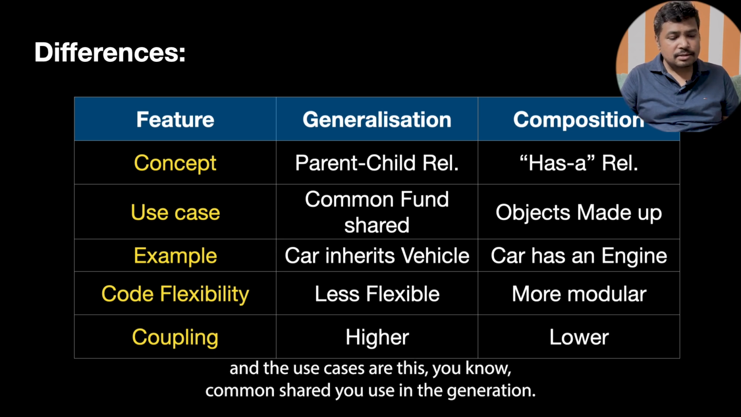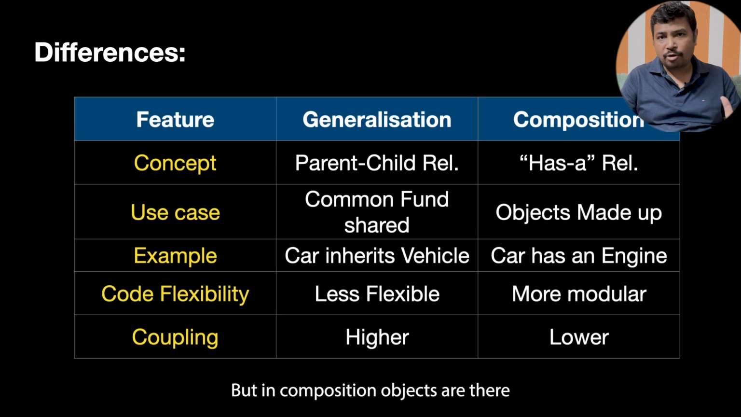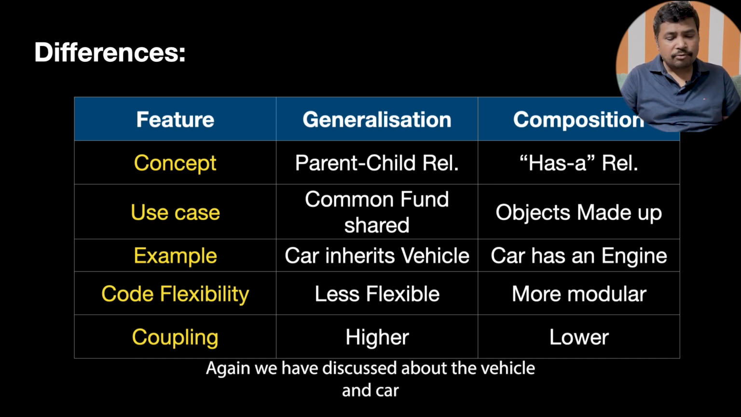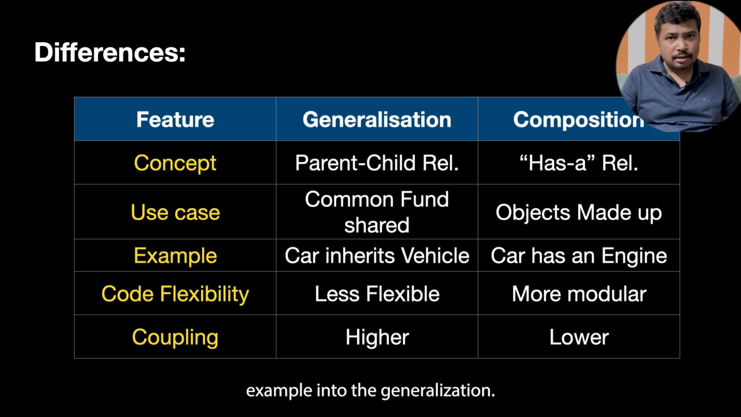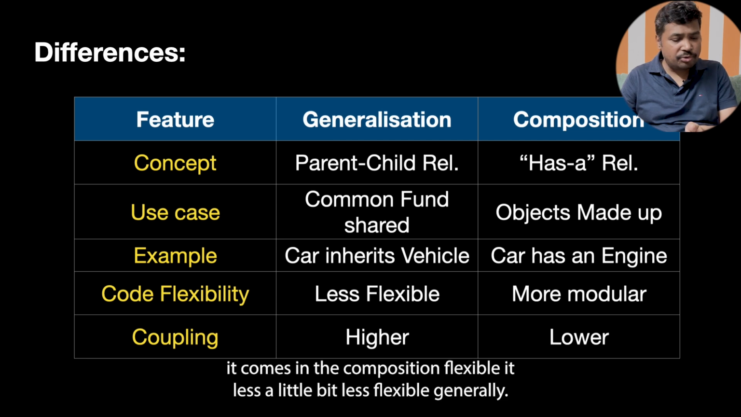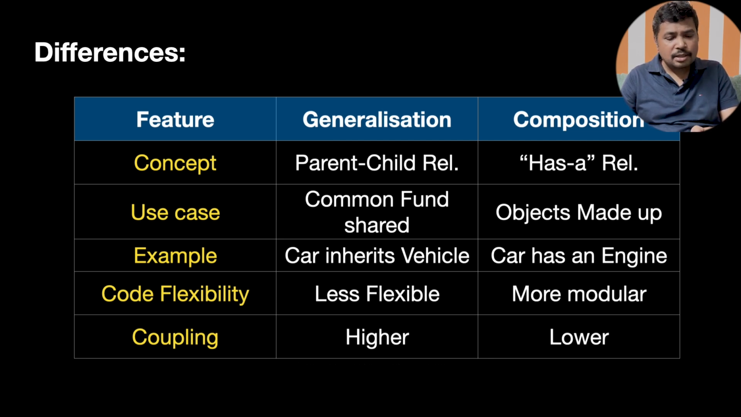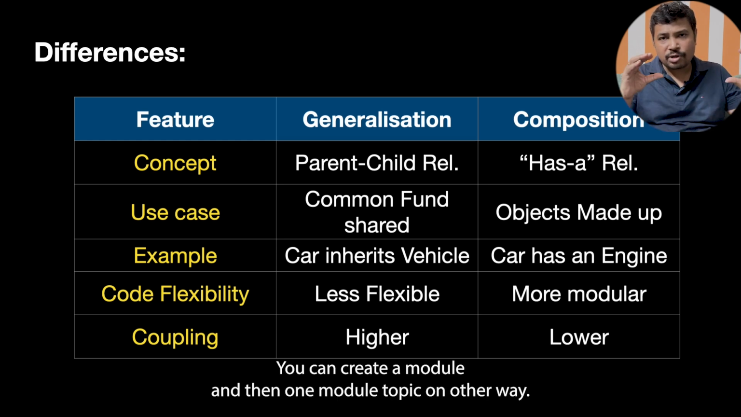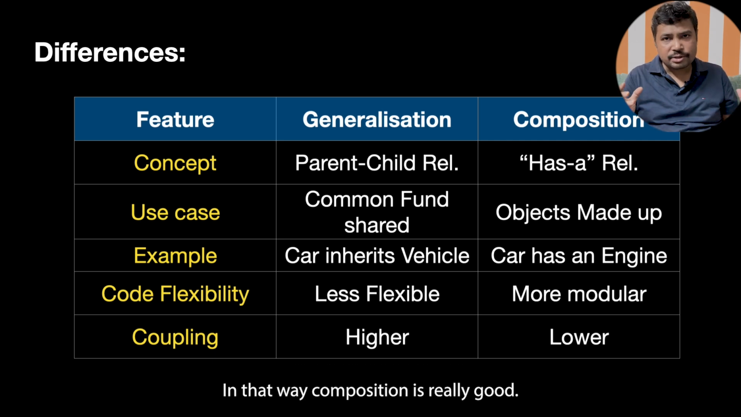On use cases, the common shared behavior you use in generalization, but in composition objects are there. For example, we discussed the vehicle and car example in generalization, but engine and car, where a car has an engine, comes into composition. On flexibility, generalization is a little bit less flexible, and composition comes in a more modular way where you have different classes. You can create a module and then one module talks to another. In that way composition is really good.